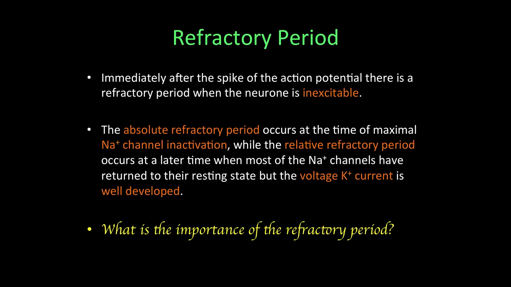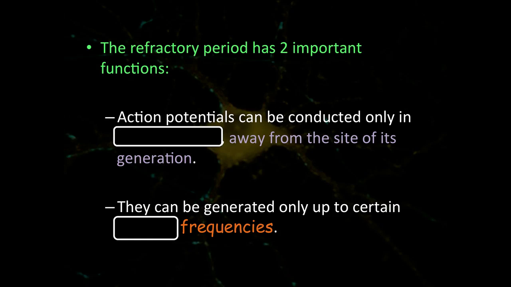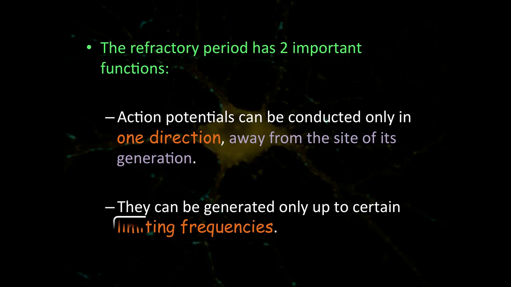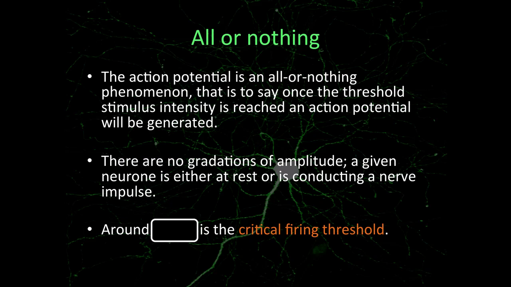Now, what is the importance of the refractory period? The refractory period has two important functions. Alright? Action potentials can be conducted only in one direction, and that direction is away from the site of the first action potential. Alright? They can be generated only up to certain limiting frequencies, meaning that you can't have overfiring of the neuron, in other words. Right, so the all or nothing.